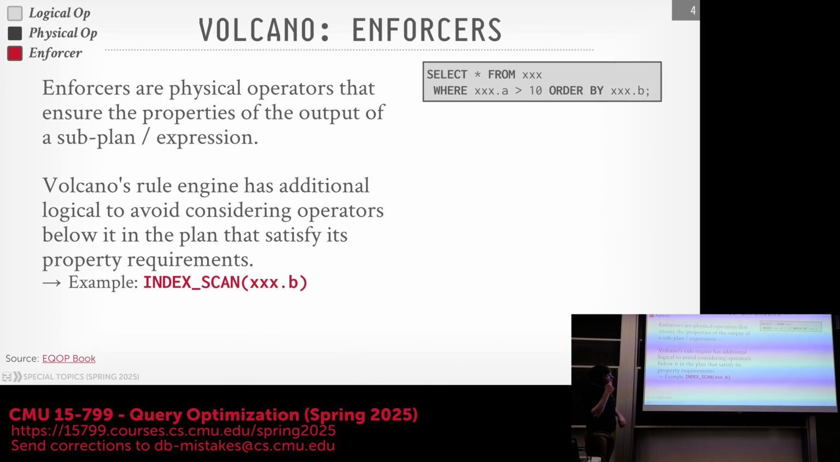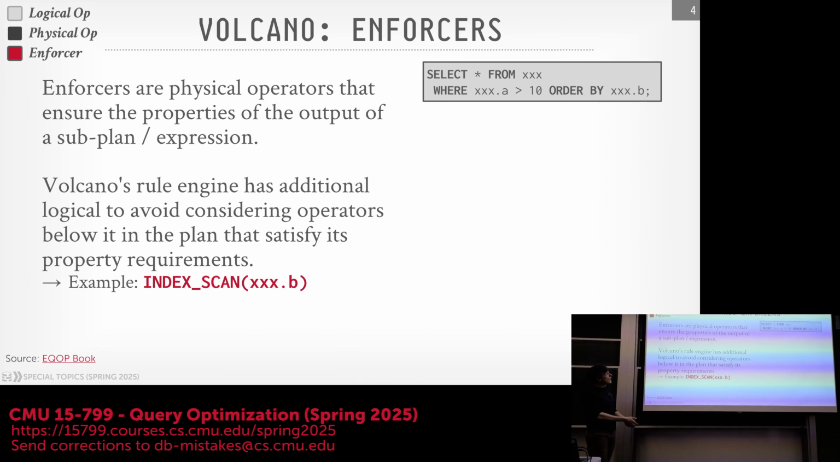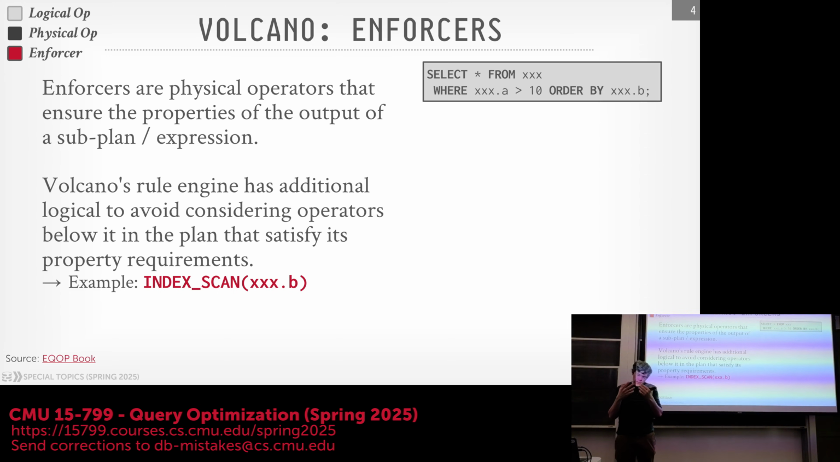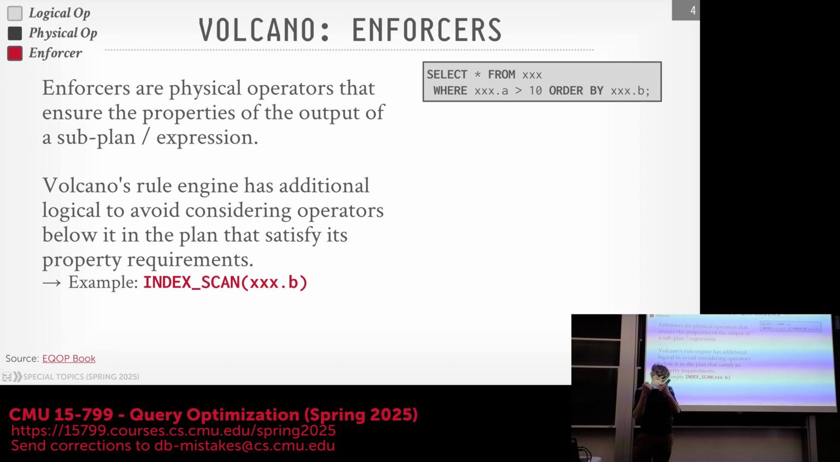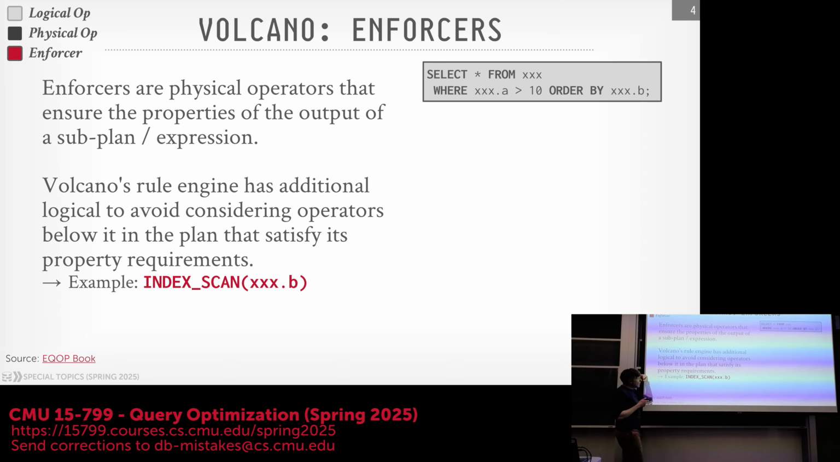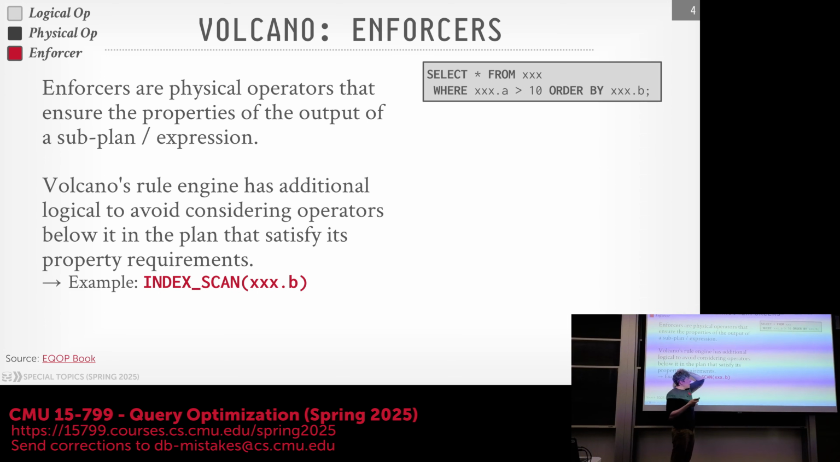The next thing I want to clarify is how enforcers work in Volcano. In Volcano, enforcers are virtual physical operators that get put into the query plan, meant to guarantee that whatever output is coming out of that enforcer will satisfy the properties that the query plan requires. Sort order is the most obvious one here. Say we have an example: a select star on a table, with a predicate on column A, and an order by on column B.